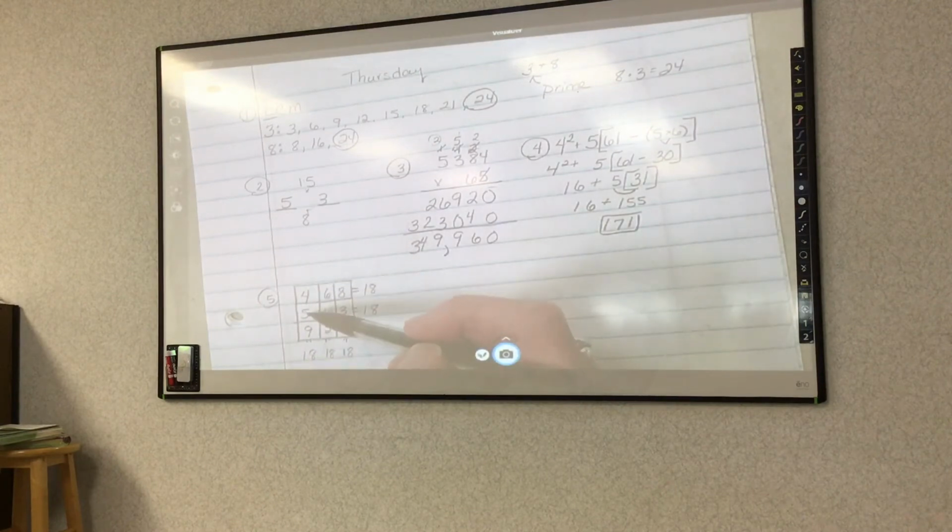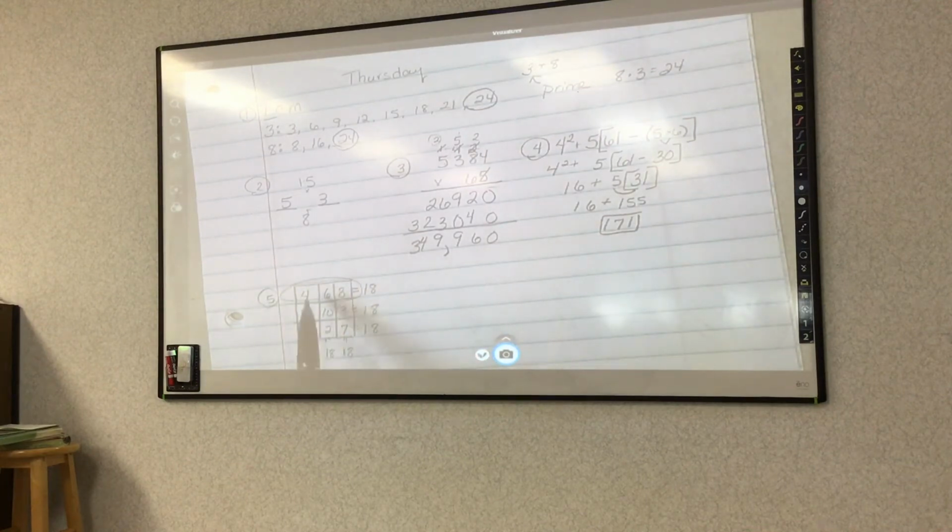Then 4 plus 5 plus 9 is 18. 6 plus 10 plus 2 is 18. 8 plus 3 plus 7 is 18. You could add these in any row. Like I could have put the 4, 6, and 8 at the bottom or the middle, as long as these three are together, these three are together, and these three are together. I didn't get it. It made no sense to me.